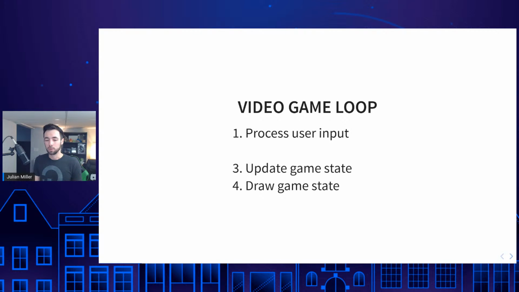But if we're developing a multiplayer game, we need to add an extra step here. And that's because we need to incorporate other players' information. So not only our own input, but we need to know what other players are doing as well. And we also need to inform other players of what we're doing. So that's where another step comes in, and that's to process network messages.